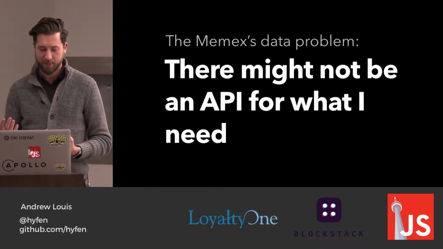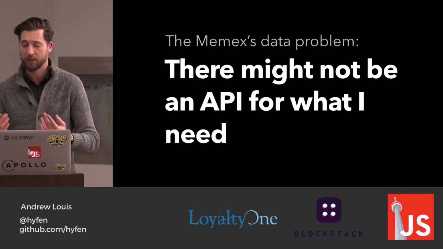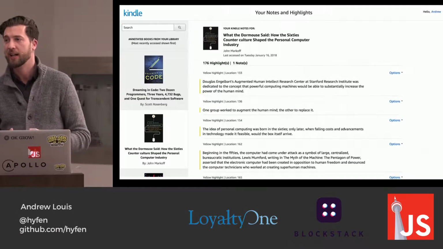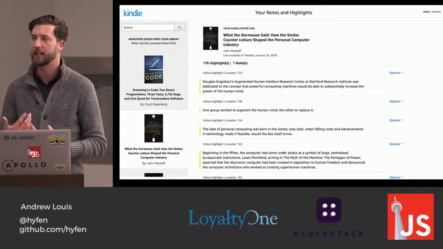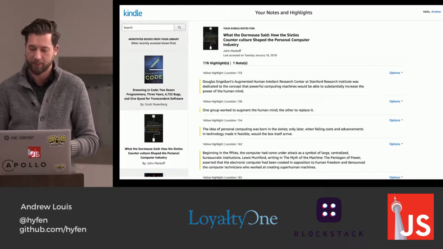There are a lot of categories of problems. First of all, there might not be an API for the personal information I'm after. So this is the Kindle. There's no API for Kindle. So if you want to get your quotes from the book you're reading, you have to scrape Kindle. That's the only way to get it.